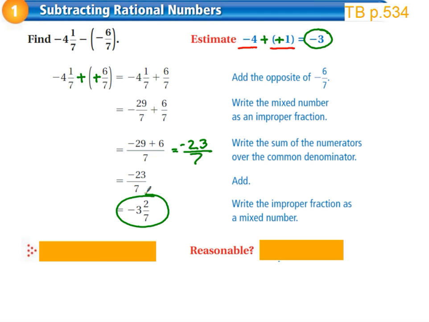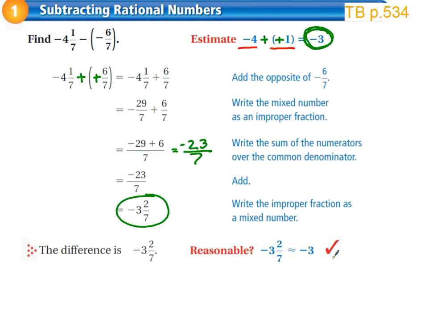Now, as you're doing this, there are so many steps involved. There are lots of places to be making mistakes, so you really need to be careful and go one step at a time. Now, if I compare negative 3 2/7 to my original estimate of negative 3, my answer does make sense. It is reasonable.